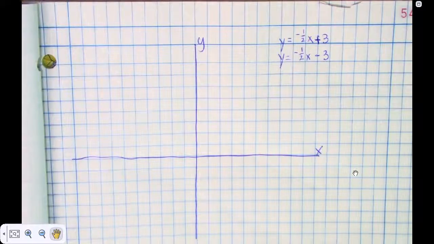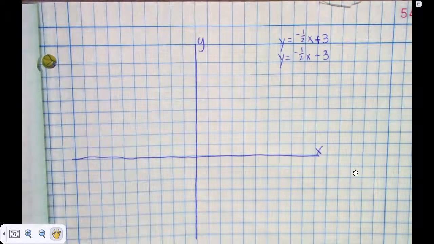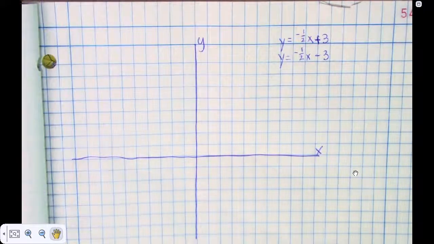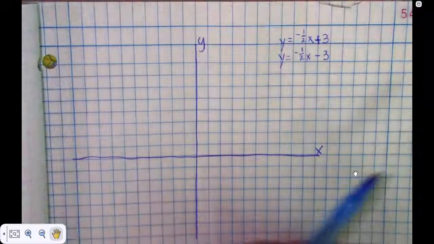And what did you notice, people? There's going to be no intersection. Why? Because it doesn't come together. They're going to be parallel, aren't they?